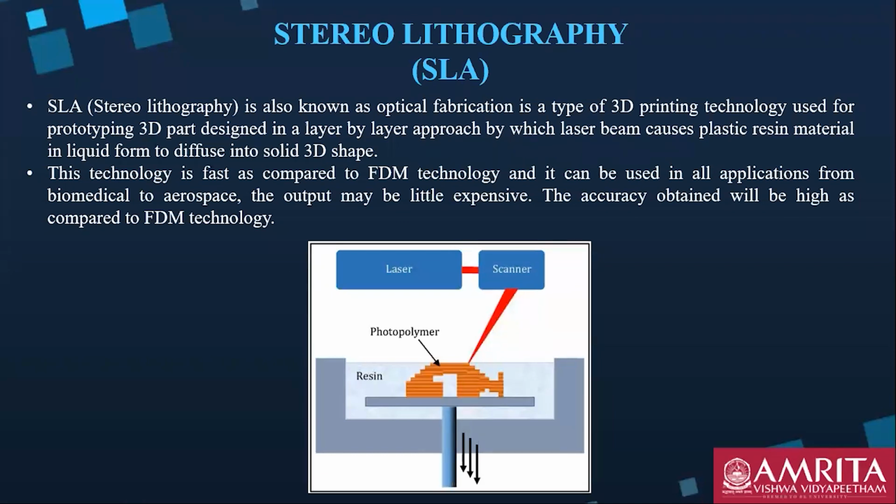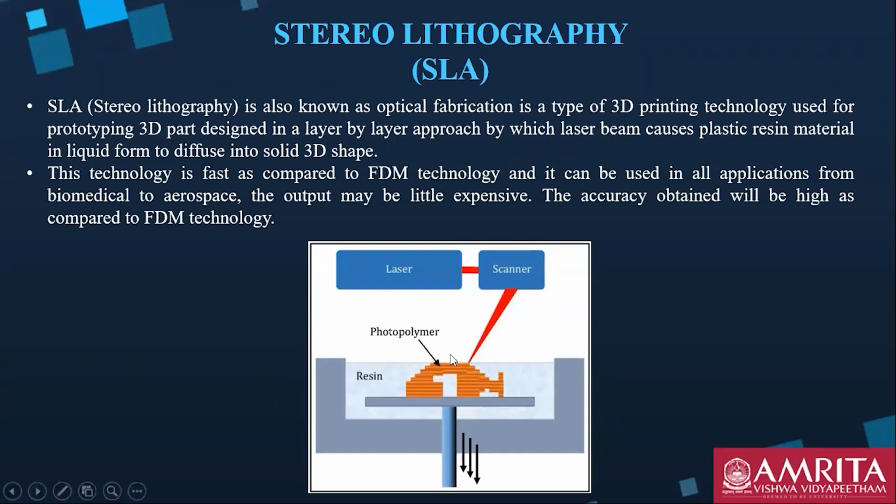Again, the working is the same. You give the 3D model to this printer, it will slice it, and it will give instructions to the laser head and the scanner on how to move in the form of G codes. It will instruct the scanner to move to a particular location in the resin, and it will ultimately harden this resin.